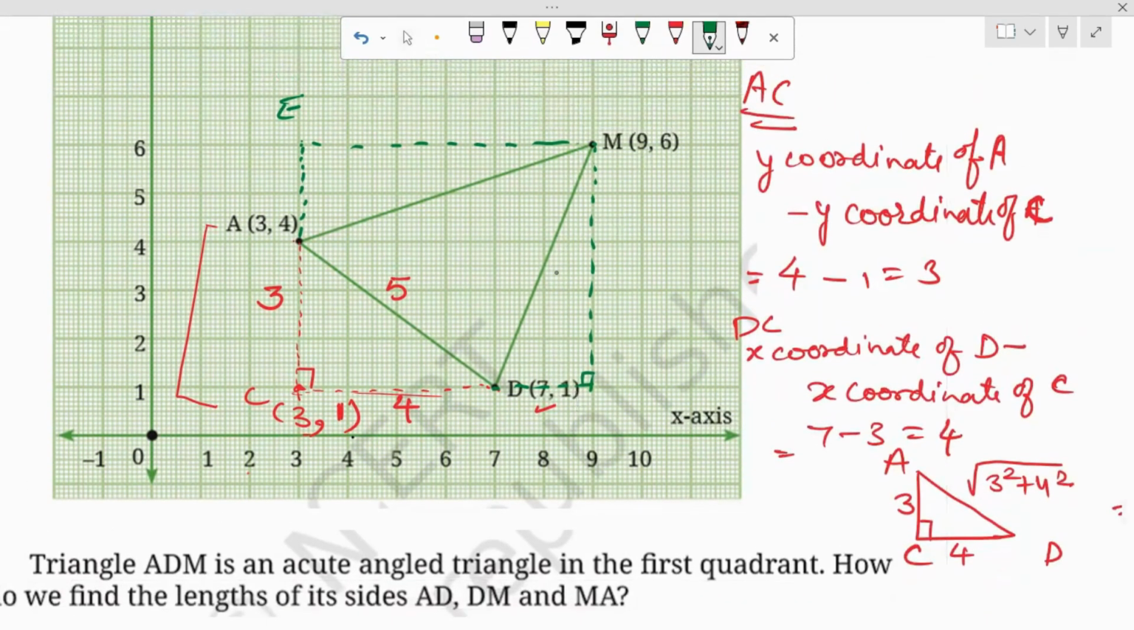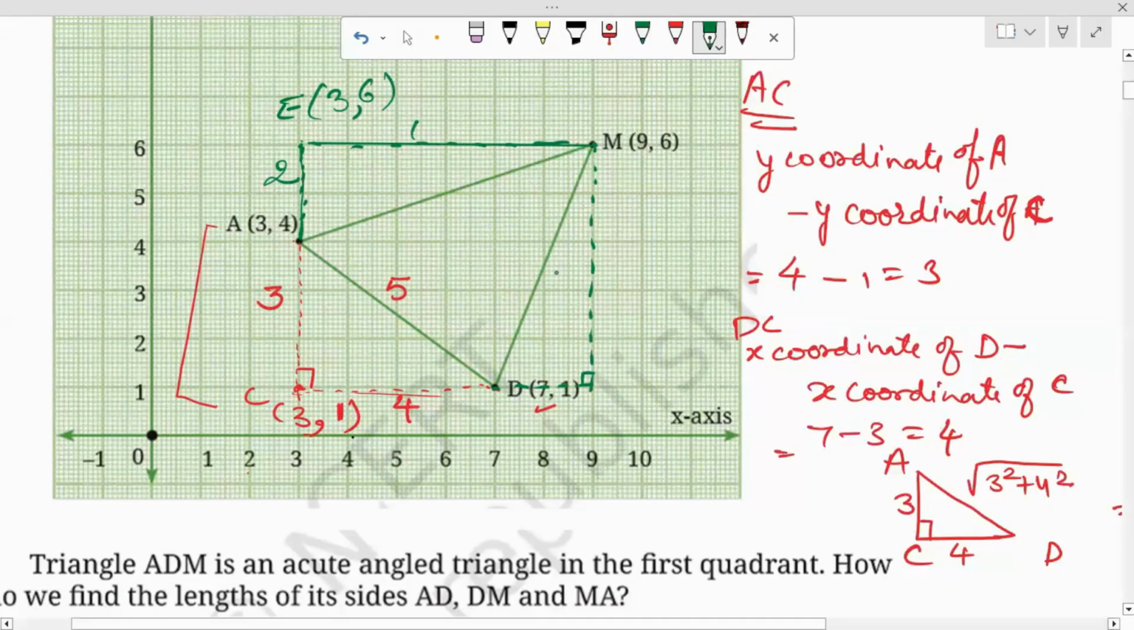Okay, so now here the coordinate of point E: the x coordinate is 3 and the y coordinate is 6. So let's calculate this length. As this line is parallel to the y-axis, we'll subtract the y coordinates. 6 minus 4, it's 2. And this line is parallel to the x-axis, so we'll subtract the x coordinates. 9 minus 3, it is 6.